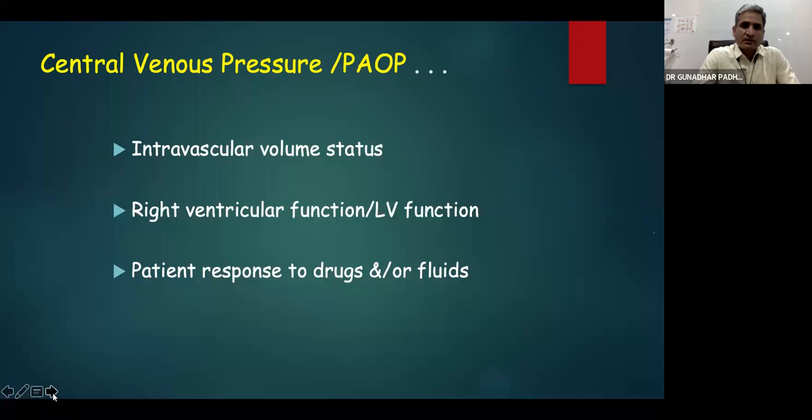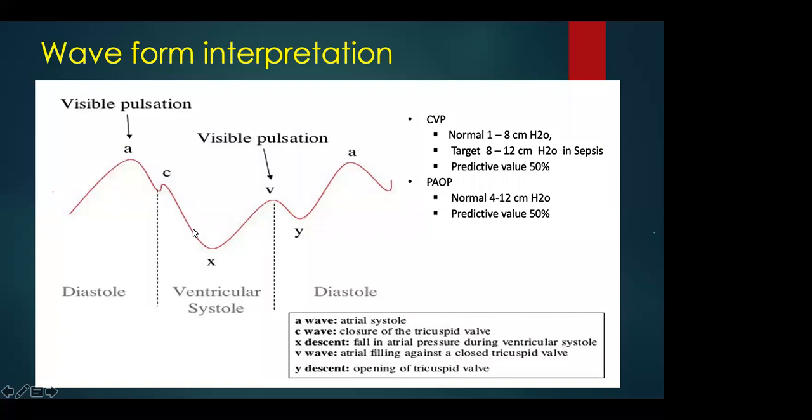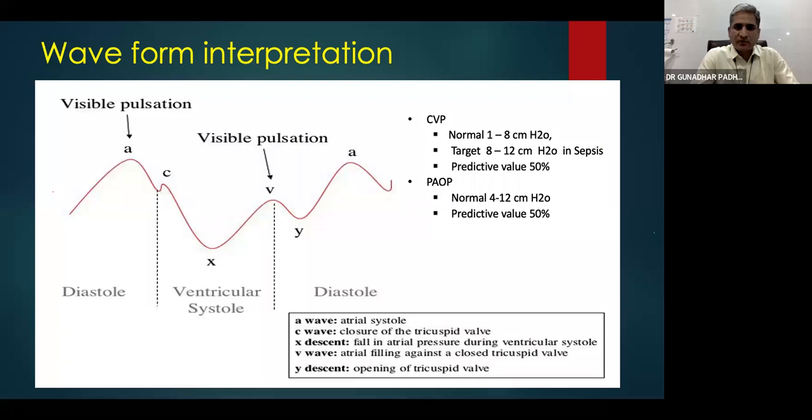That is a sudden reduction in your pulmonary perfusion, and that leads to a significant drop in the ETCO2 waveform. Central venous pressure basically tells us about the intravascular volume status, right ventricular function, and patient response to drugs. These are the different waveforms of CVP, as all of us know. The A wave is due to atrial systole. The C wave is because of the closure of the tricuspid valve. The X descent is because of the fall in atrial pressure during ventricular systole. The V wave is because of venous filling, and the Y descent is because of the opening of the tricuspid valve.